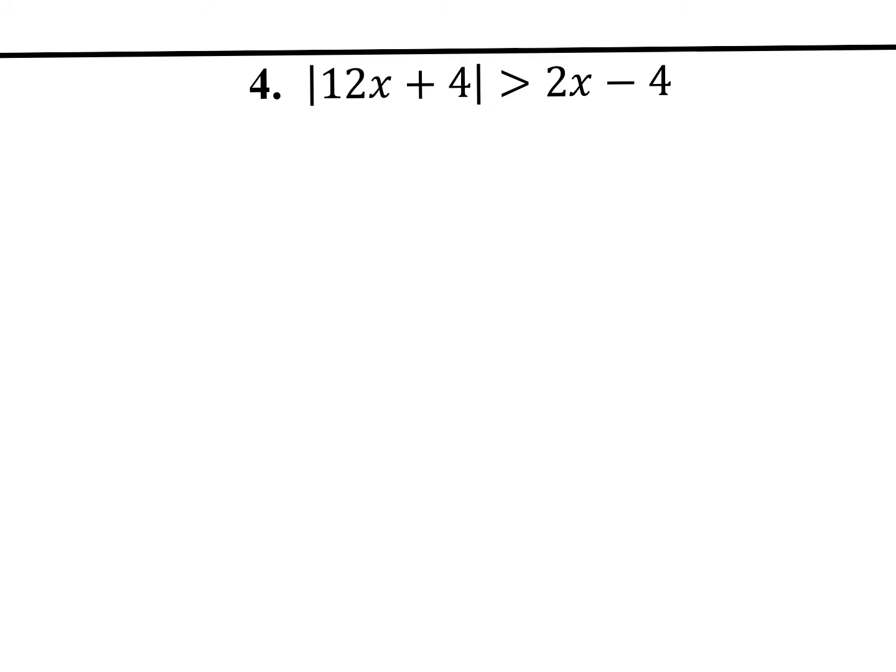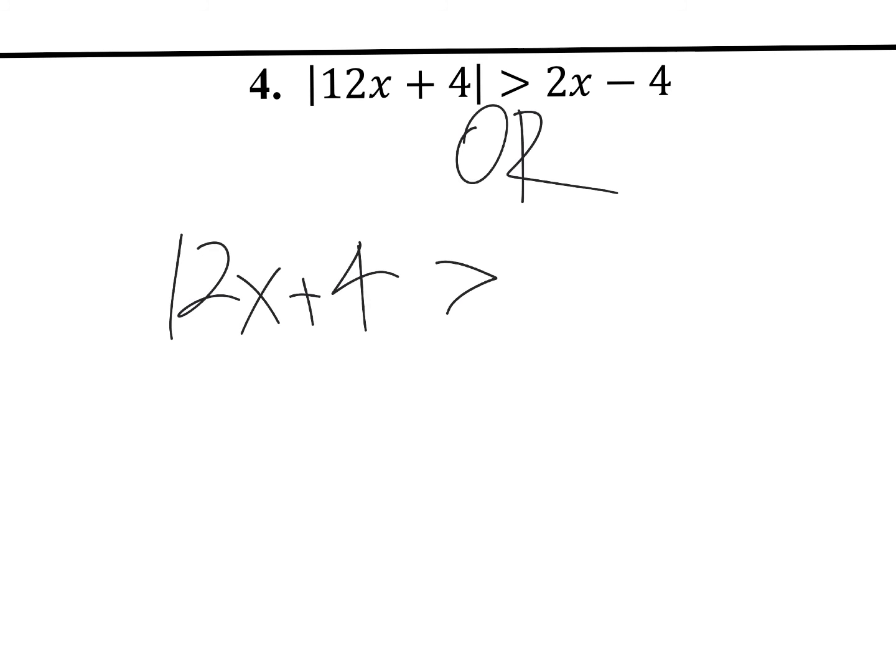For my final example, I have the absolute value of 12x plus 4 that is greater than 2x minus 4. So it is eating the absolute value side, so it is greater than the other side. Think greater, so it's an or problem. So we're going to do 12x plus 4 is greater than 2x minus 4.